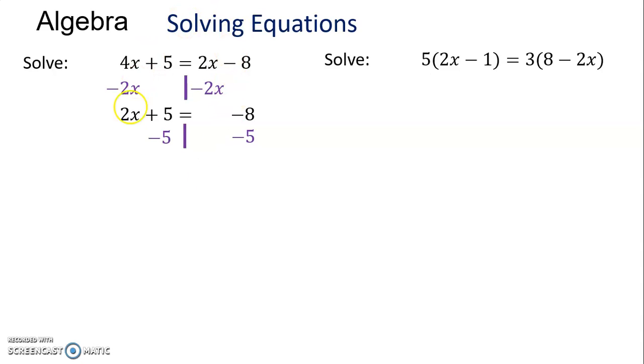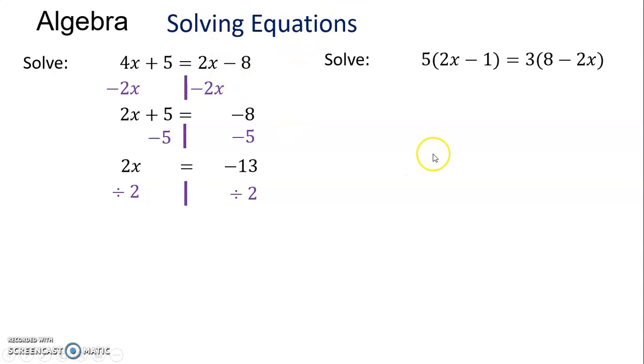I just need to be a little bit careful with this one because we've got a -8 on the right hand side. So when I subtract 5 more from that, it's going to get even more negative. So I'm going to have -13. So 2x is equal to -13. And then finally, I need to divide by 2.